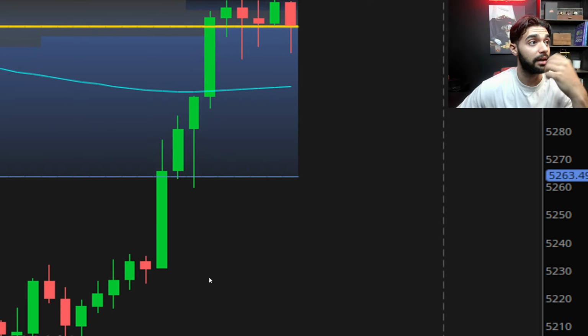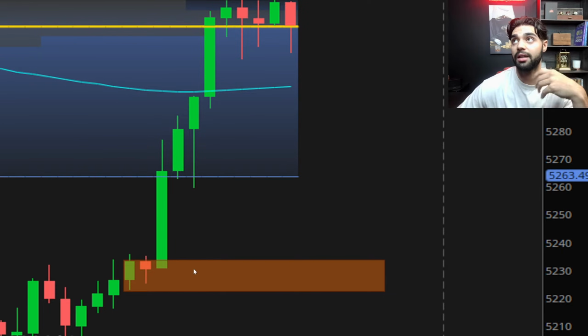What do you see here, right? Big move up. What do you see here, right? A little bit of a consolidation before the big move up. So what do we get? The bottom wick, top body, that's our demand zone.